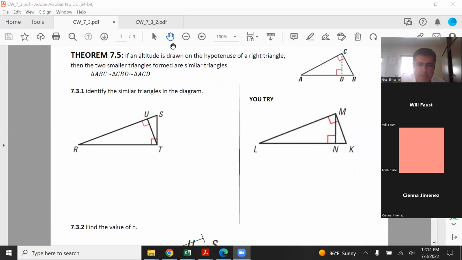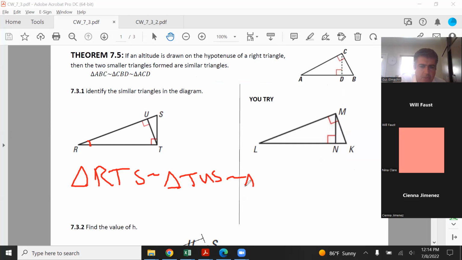So identify the similar triangles in this diagram. So triangle RTS, that's a big one, is going to be similar. And I remember I'm going small angle, right angle, and then the medium angle, which is angle S, is going to be similar to triangle TUS. And that's going to be similar to triangle RUT. And if you want, you can make up angles here. You can say maybe that's like 60 and that's like 30. And then that would be 30 and that'd be 60. And you can see that it would all just make sense.